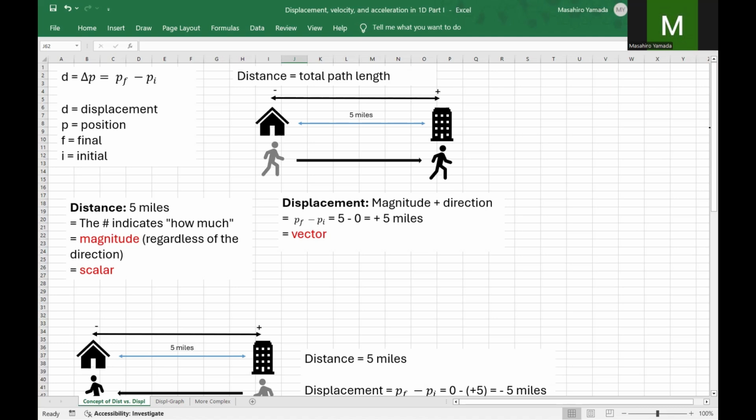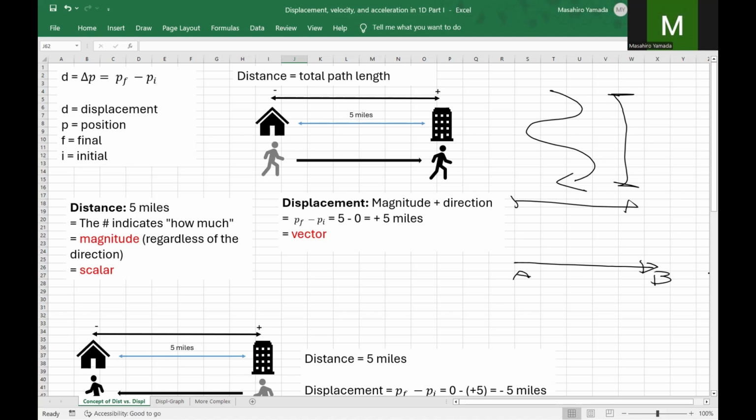The situation we're dealing with is not something like somebody moving side to side as well as back and forth. Instead, we're just dealing with one straight movement from one location to another location. We arbitrarily define the home location as the position 0. Moving to the right is the positive direction. Moving to the left is the negative direction. And the person moves from home to his office or workplace. So that's the example we're dealing with.